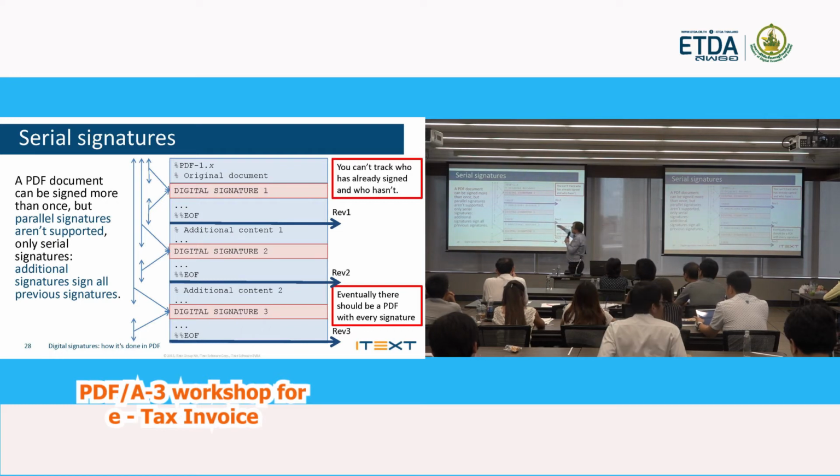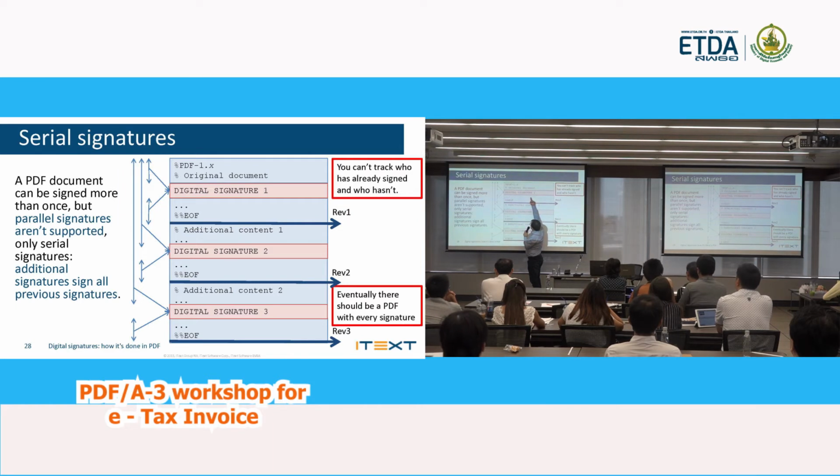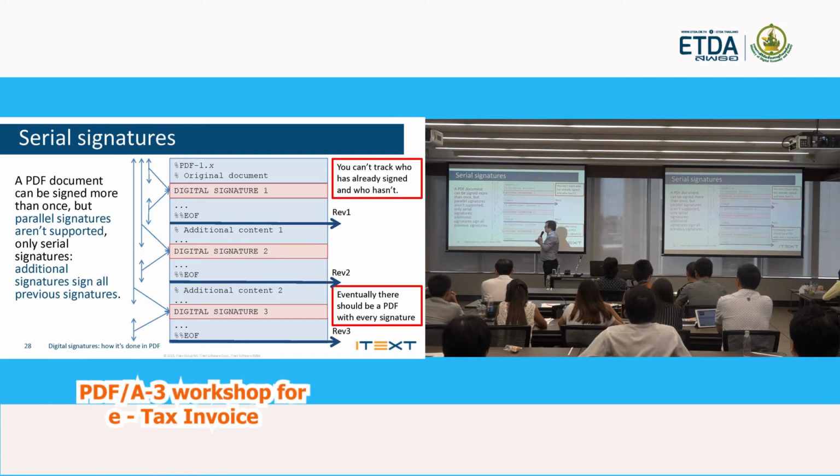Document signatures and workflow. Well, a PDF document can be signed more than once, and technically it has to happen sequentially, because if this document is signed by this digital signature, you cannot change any of the bytes in the blue zone. The moment you change one of these bytes, the signature becomes invalid. So adding an additional signature means that the file will grow. The more signatures are added, the bigger the file size will get. So parallel signatures aren't supported.